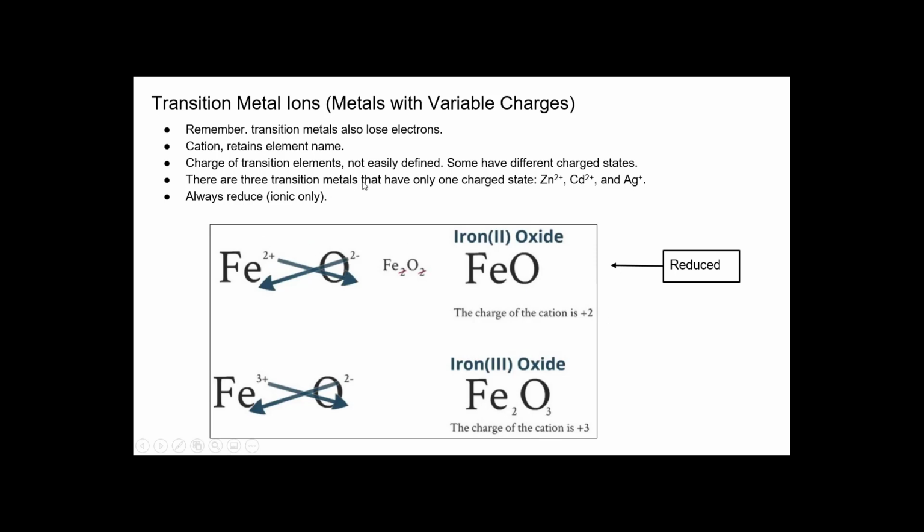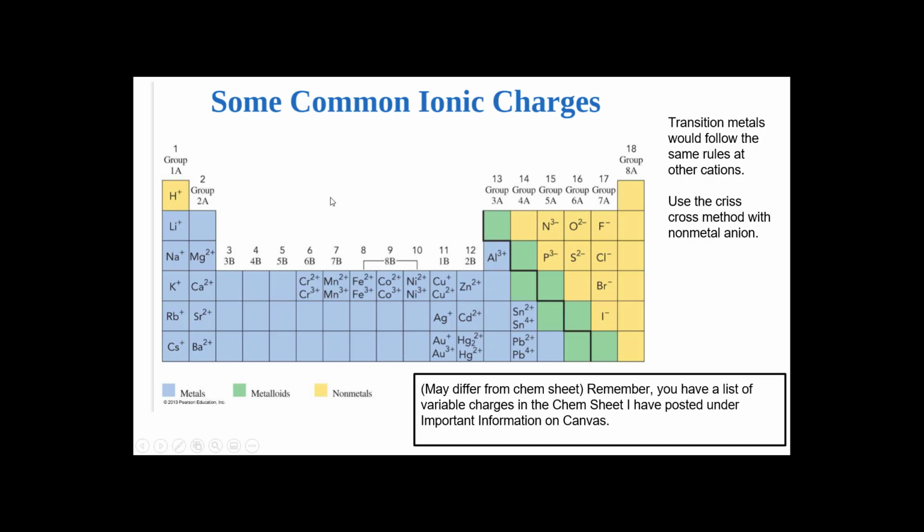And there are 3 transition metals whose charge states don't change, so when you write these out, you don't have to worry about Roman numerals. I'm going to cover Roman numerals in a couple slides up, but this is more about the crisscross with even transition metals. Some common ionic charges.